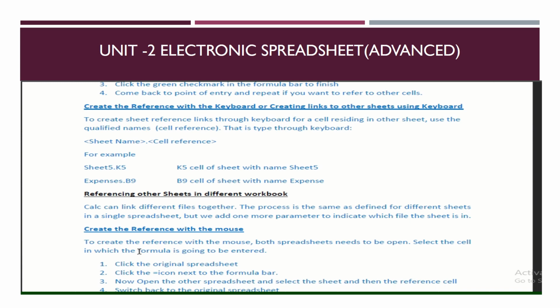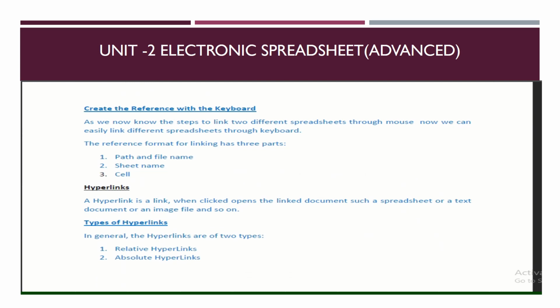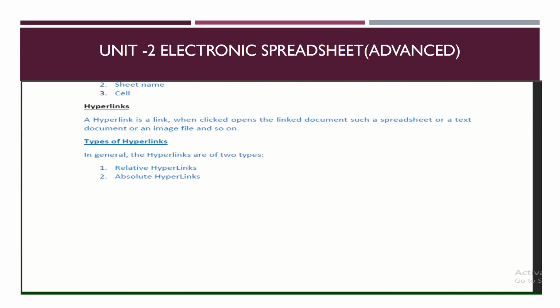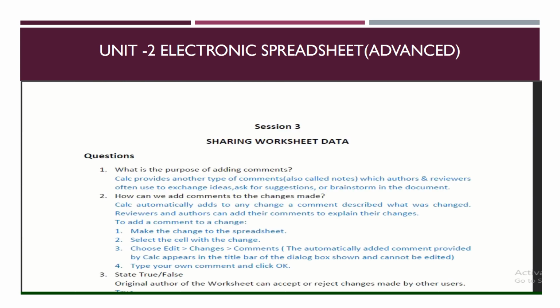The methods are same कि you can refer with the mouse or you can create the reference with the keyboard. So full explanations are given over here. You can go through them and these are very important. And the last important topic of this session is hyperlink. So hyperlink is what? A link which when clicked opens the linked document such as a spreadsheet or a text document or an image file. And two types of hyperlinks are there, relative and absolute hyperlink. So all these are the important topics and solutions to session 2 of electronic spreadsheet.